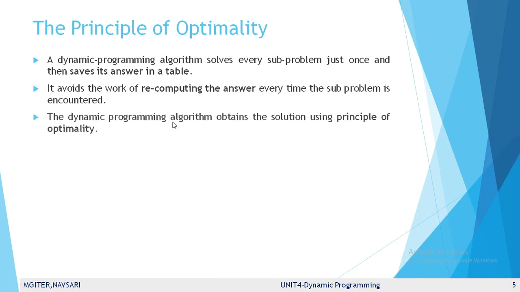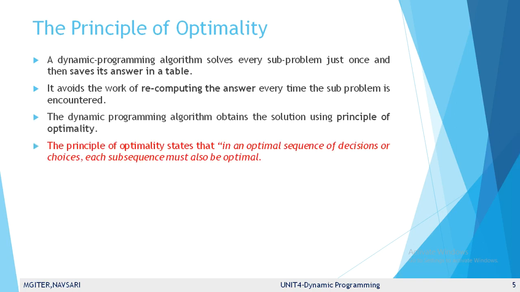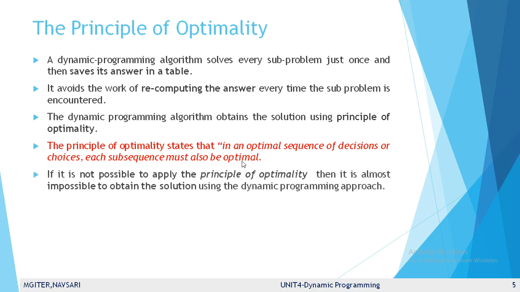Now the dynamic programming algorithm obtains the solution using the principle of optimality. And the principle of optimality says that the problem can be solved using a sequence of decisions to get the optimal solution, and each subsequence must also be optimal. Now what is optimal? Either it gives maximum or minimum result. If it is not possible to apply the principle of optimality, then it is almost impossible to obtain the solution using the dynamic programming approach. This is the principle of optimality.